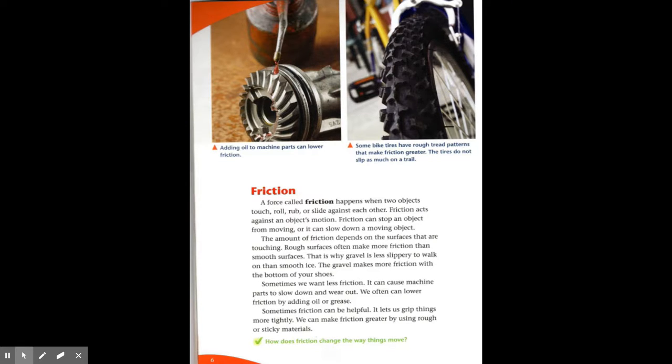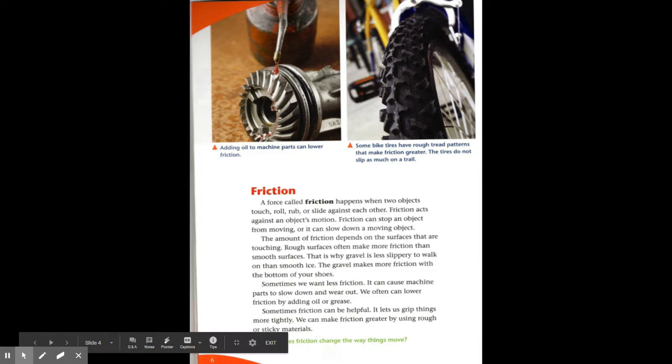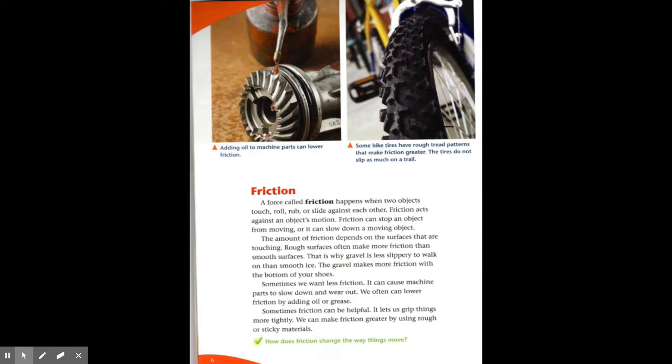Friction. A force called friction happens when two objects touch, roll, rub, or slide against each other. Friction acts against an object's motion. Friction can stop an object from moving, or it can slow down a moving object. The amount of friction depends on the surfaces that are touching. Rough surfaces often make more friction than smooth surfaces. That is why gravel is less slippery to walk on than smooth ice. The gravel makes more friction with the bottom of your shoes.